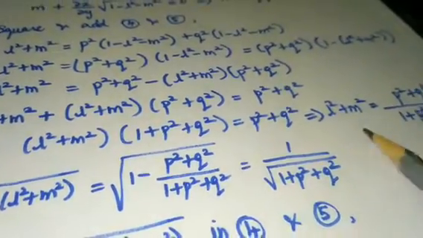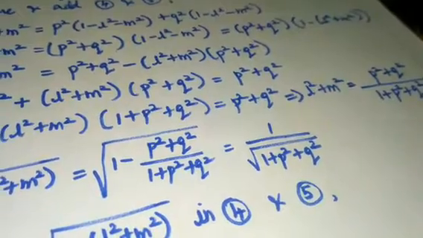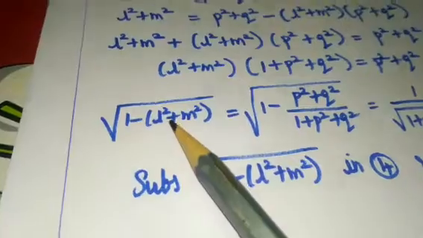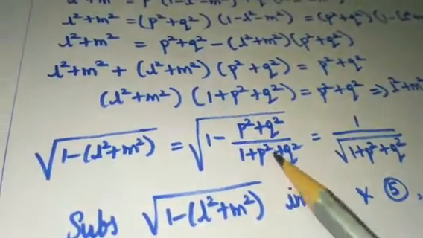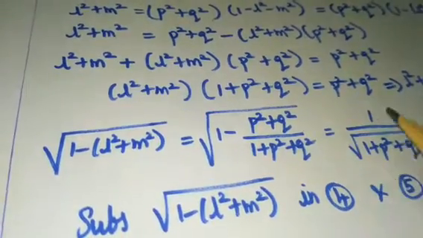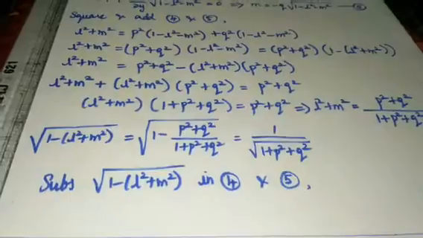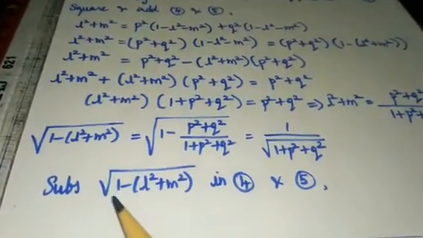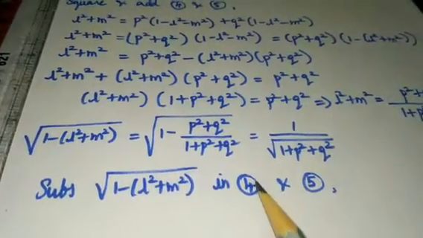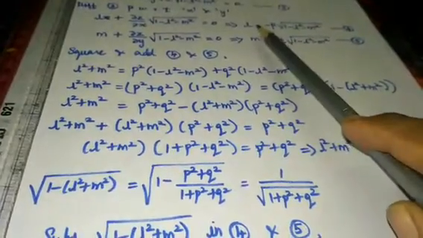This gives l² + m² is equal to (p² + q²) divided by (1 + p² + q²). So √(1 − (l² + m²)) is equal to √(1 − (p² + q²)/(1 + p² + q²)), which is equal to 1 by √(1 + p² + q²). So substitute this √(1 − (l² + m²)) in equations 4 and 5. So this gives the equations for l and m.